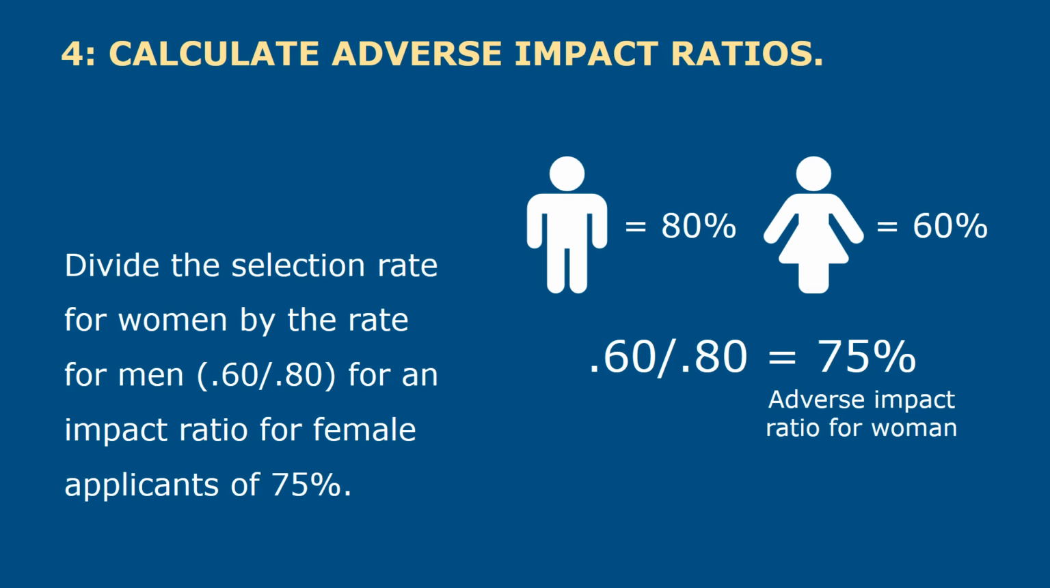Step 4. Calculate adverse impact ratios. Once you have calculated the selection rates and determined the group with the highest rate, the next step is to determine the adverse impact ratio for each group. This is how each group's selection rate compares with the most represented group's rate of selection. This is done by comparing the selection rate for each group against that of the most represented group. In our example, we divide the selection rate for women by the selection rate for men, or 0.6 divided by 0.8, and arrive at an adverse impact ratio for female applicants of 75%.